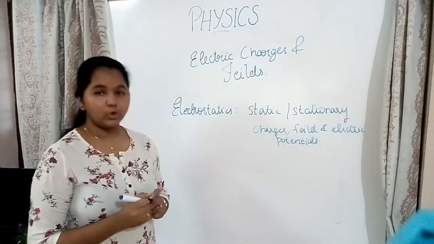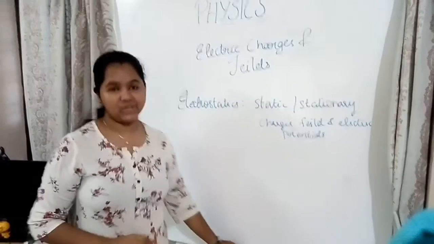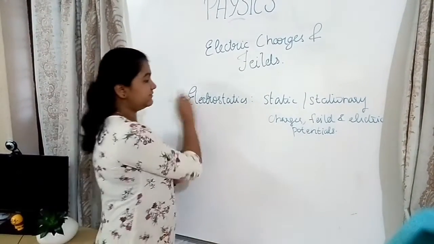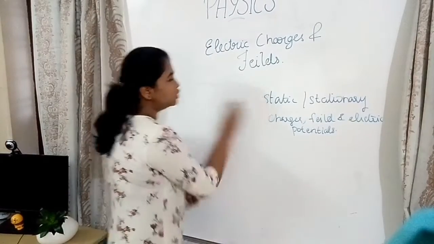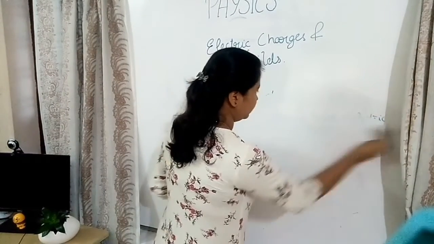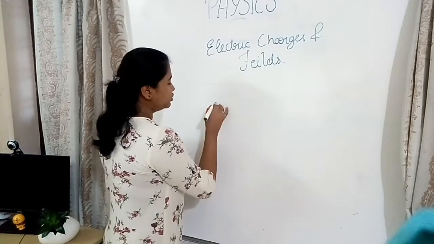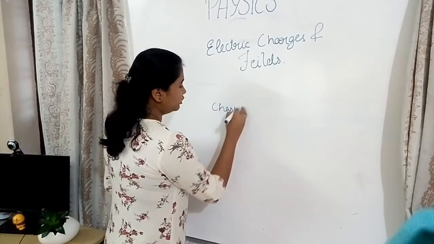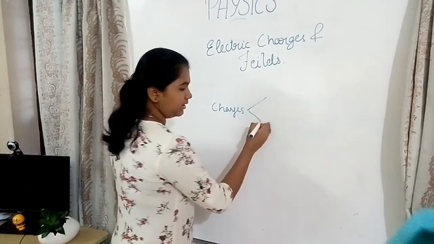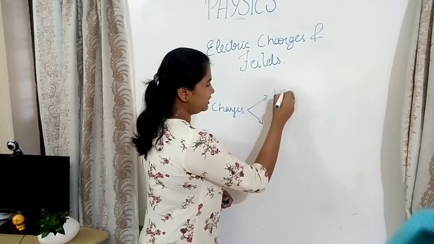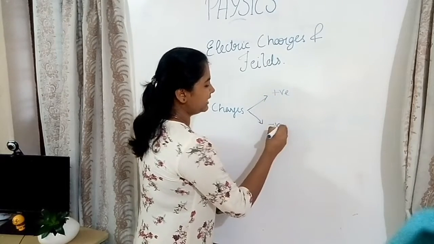Okay? So, now to talk about charges, we know what charges are, no? There are two types of charges, as defined by Benjamin Franklin. So, we will see about charges. Charges are an intrinsic property of matter. Charges are of two types. The first one is positive charge. The second one is negative charge.